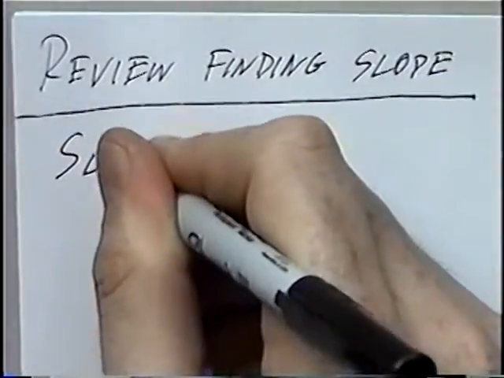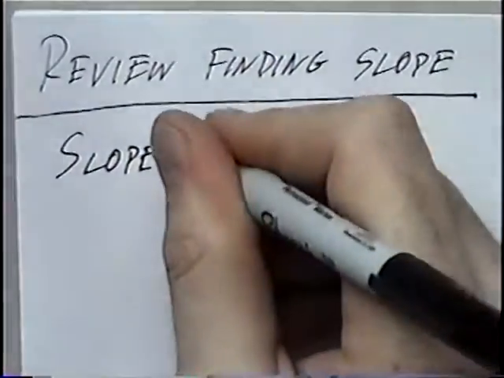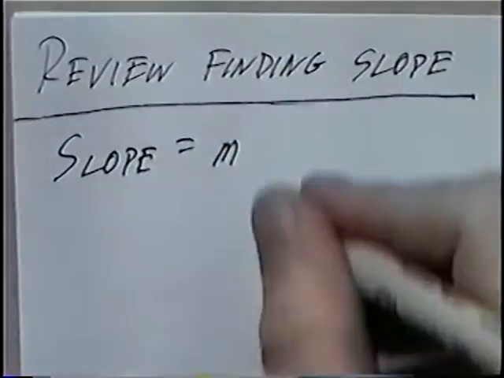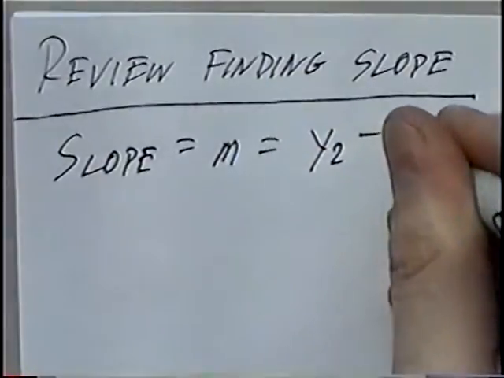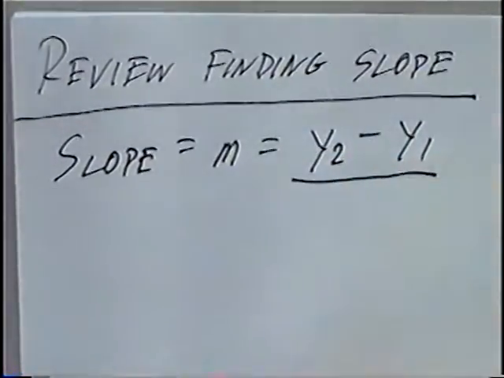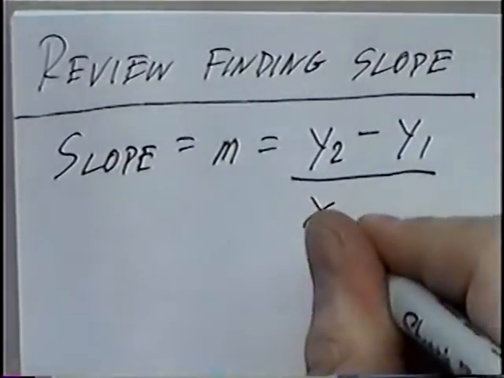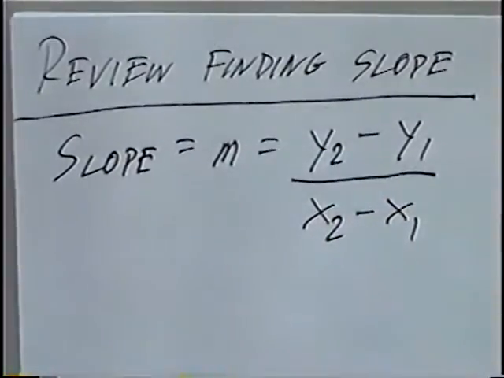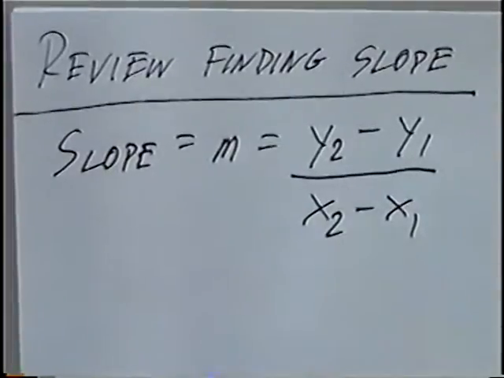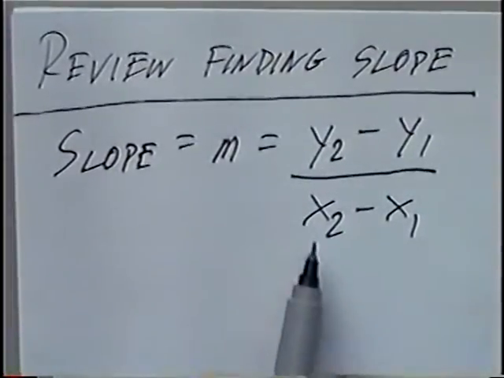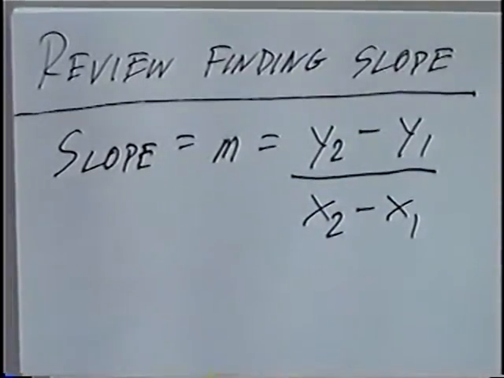Slope, if you remember, will equal the letter m, and the equation for the slope is y2 minus y1 over x2 minus x1. So we'll subtract the y values, second minus the first, and divide that by the second x value minus the first x value.